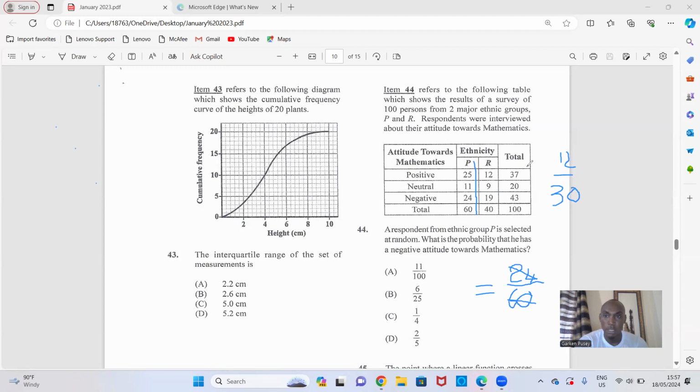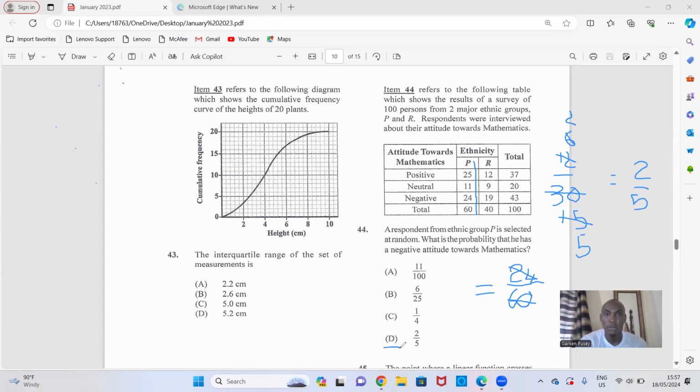I'm still not seeing that. So I'll go again by 2. 2 can go into 12 6 times. And 2 can go into 30, that's 15 times. I'm still not seeing any 6 over 15. So let's go one more. 3 can go into 6 2 times. And 3 can go into 15 5 times, which is 2 over 5. So I'm now seeing 2 over 5 as my answer. So my answer is 2 over 5.